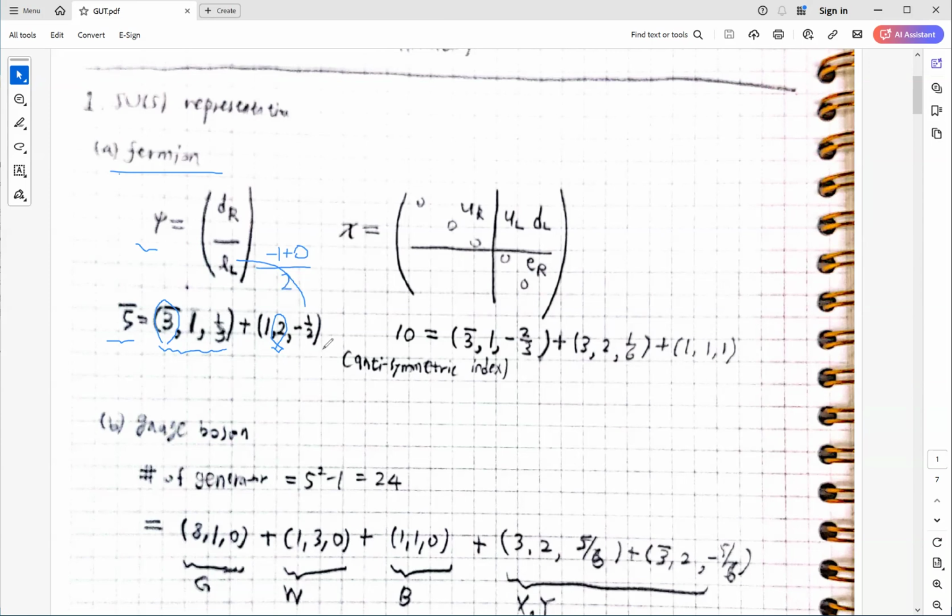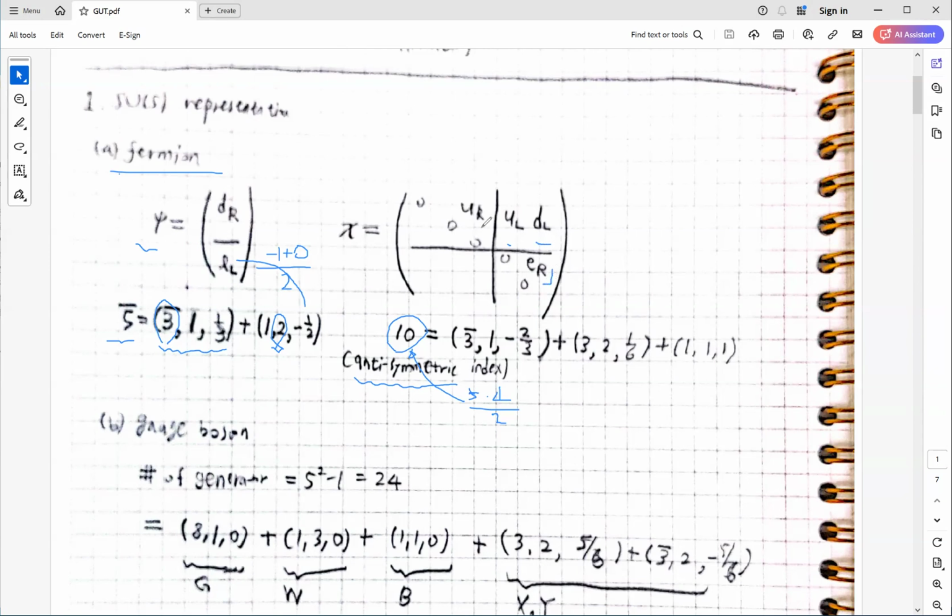The other possible choice is the representation 10 for the fermion. Because the fermion satisfies antisymmetry under index exchange, there will be 5 times 4 over 2 combinations for the 5 by 5 matrix. So there will be 10 degrees of freedom. In this 10 representation, it consists of the right-handed anti-up, the left-handed up, the left-handed down, and the right-handed electron singlet.